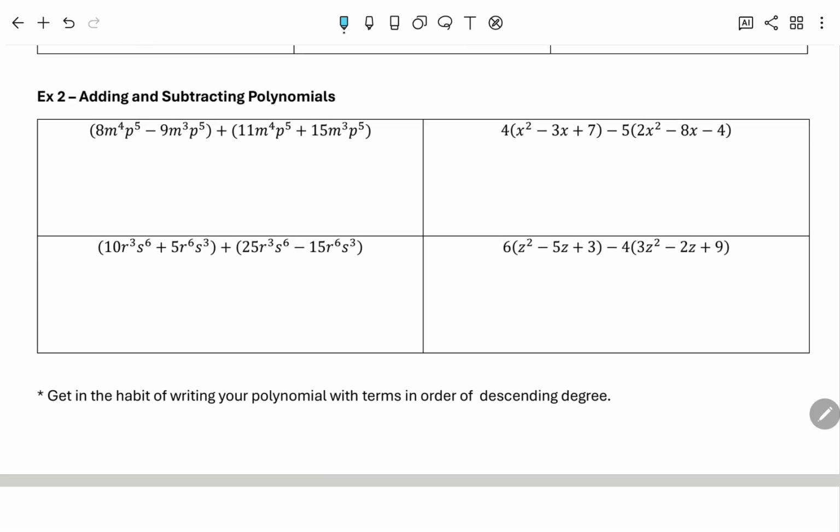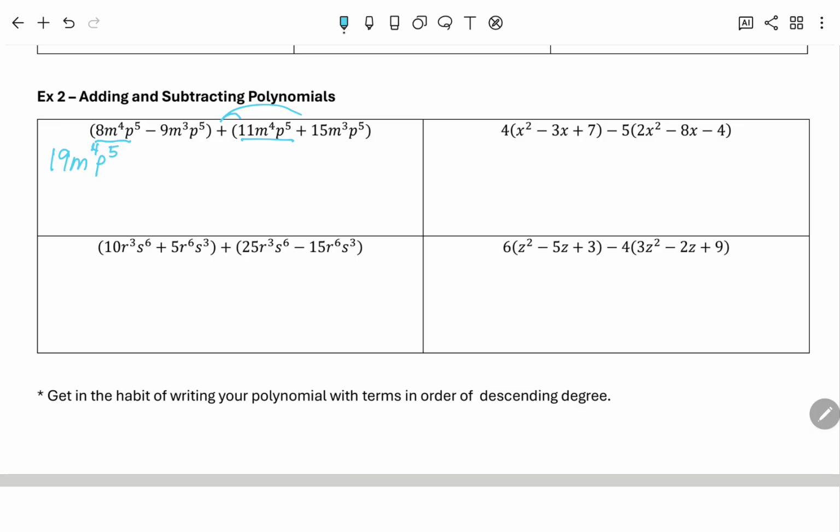Okay, example 2, adding and subtracting polynomials. Addition's pretty straightforward because you're just going to essentially drop your parentheses, because you're distributing this and it's not going to change any of your signs. So I'm just going to ignore my parentheses. And I'm going to look for like terms that I can add together. So this is an 8m to the 4 p to the 5th and 11m to the 4 p to the 5th. So I can add those together to get 19m to the 4 p to the 5th.